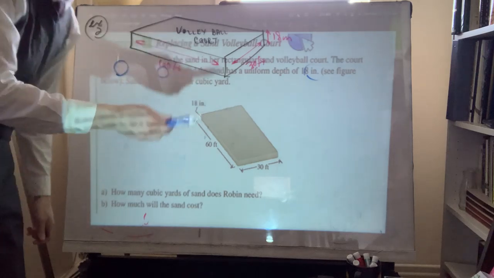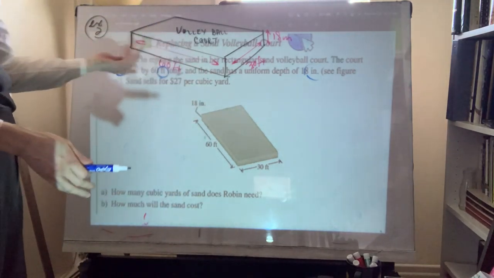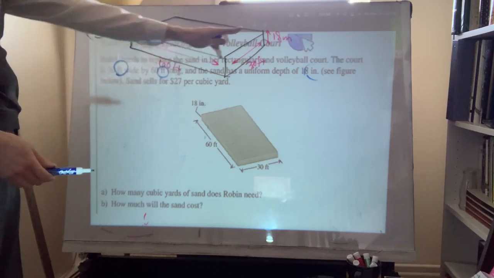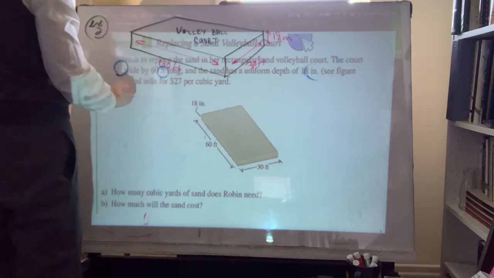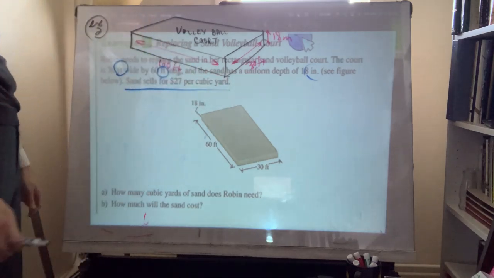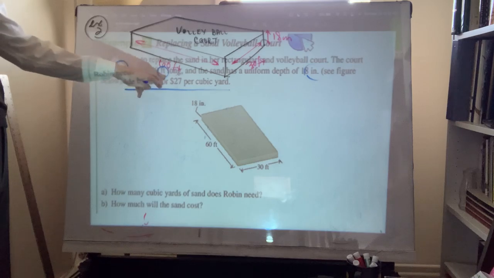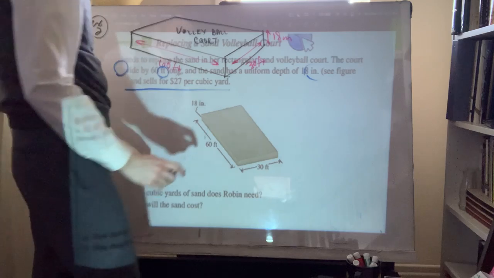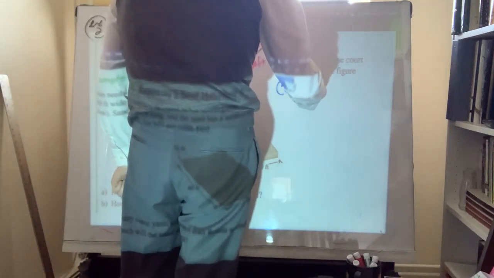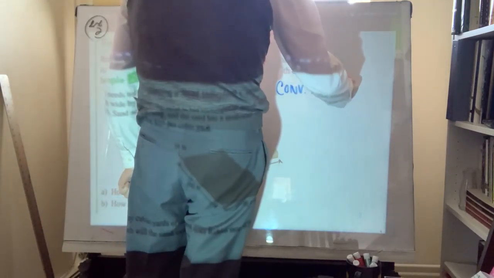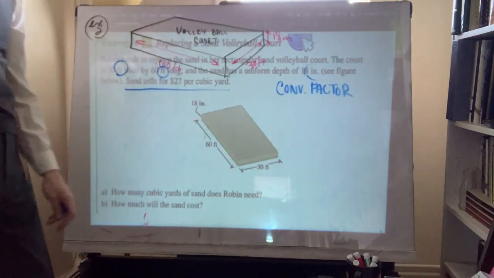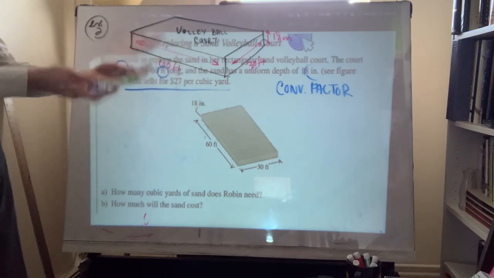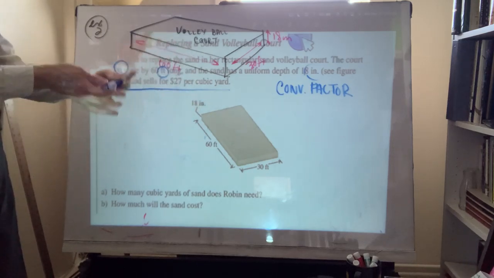But before you jump the gun and go, oh, I'll make them all feet, which I think is intuitive, granted, you know, because it's less work. Read the rest of it. See the figure below. Then it tells you this conversion factor, alludes to it here. All right. Sand sells for $27 per cubic yard. This is a conversion factor. This is the reason why I'm turning on my projector, because what you'll end up having to do a lot is translate this verbally in English to something that is more purely mathematic, more symbolic, more concise.